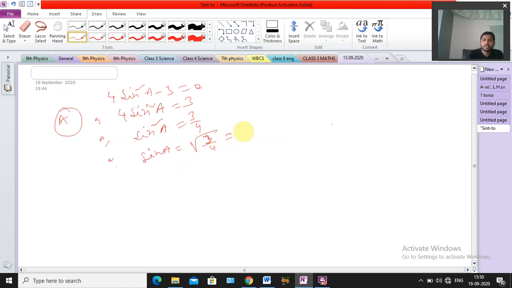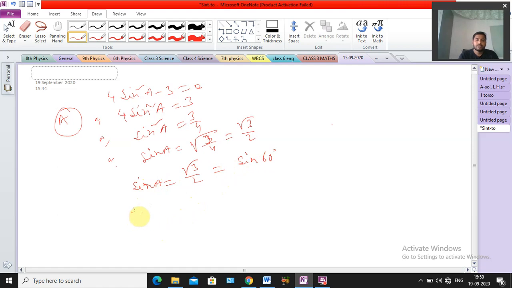Root 3 by 4 means we are getting root 3 by 2 only, because root 4 means 2 only. So ultimately we are getting sin A equal to root 3 by 2. Okay, clear? So that means, what's the sin 60 degree?